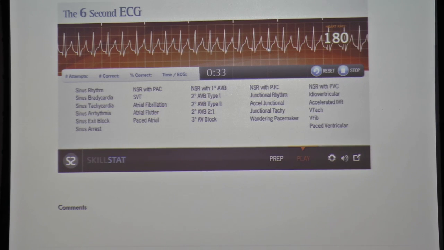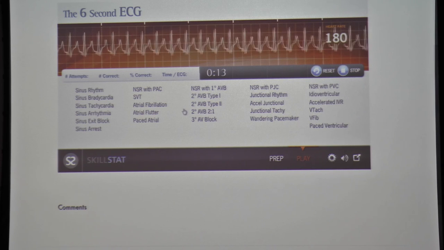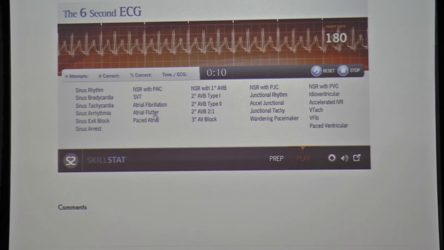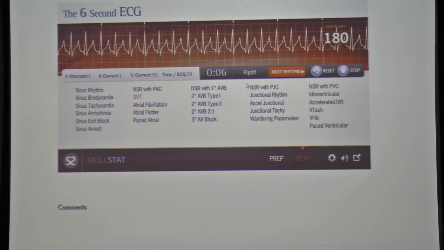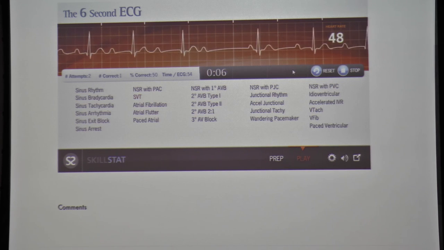It may just call it atrial tachycardia. I don't know, what do they have there? Atrial flutter, paced, atrial fibrillation, junctional rhythm, junctional tachycardia, sinus arrhythmia, SVT. So it's probably either going to call it SVT or a flutter out of the choices here. So let's go with atrial flutter. Nope, so we'll go with SVT. But I would always think in the back of my mind that it possibly could be a flutter because it was peaked.